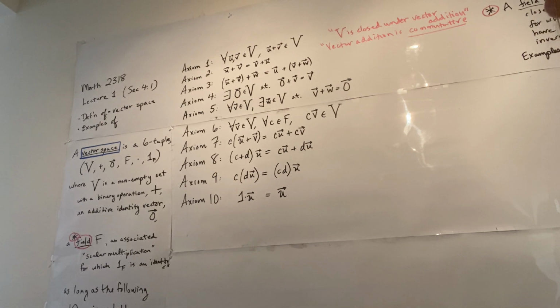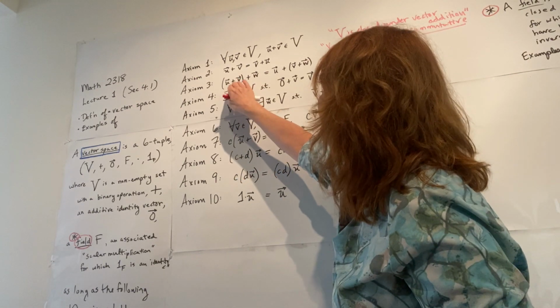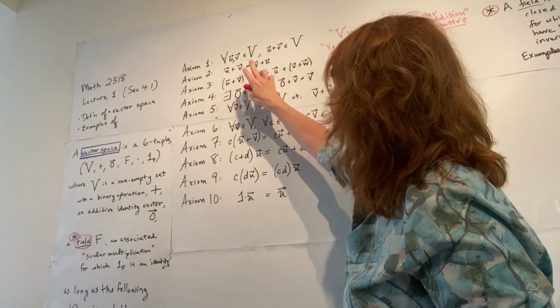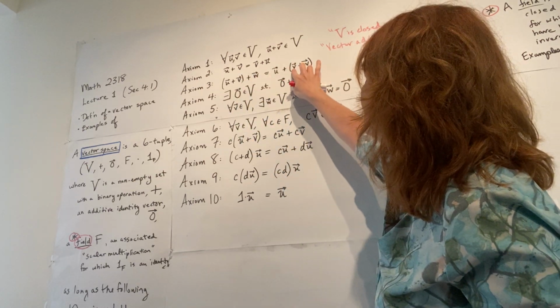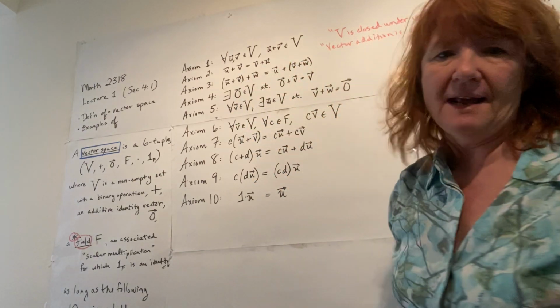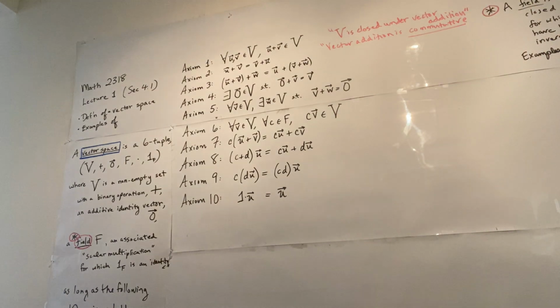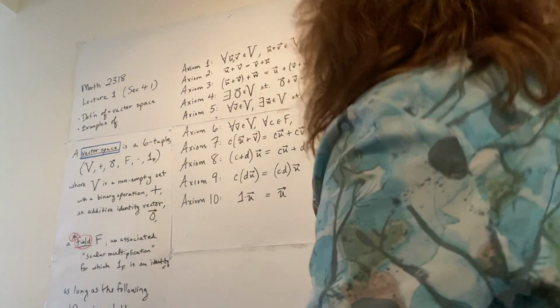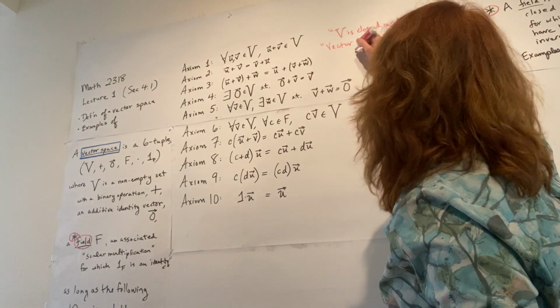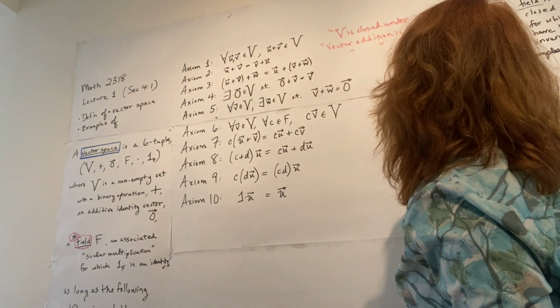Axiom 3. If you first add u to v and then add the vector w, you should be getting the same thing as if you had first added v plus w and then added u. So we say that vector addition is associative.